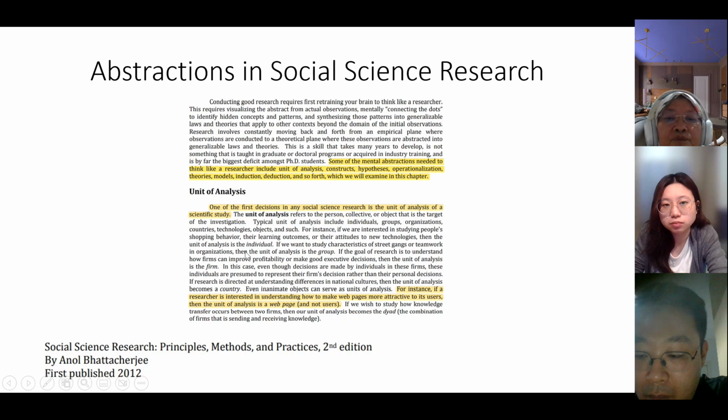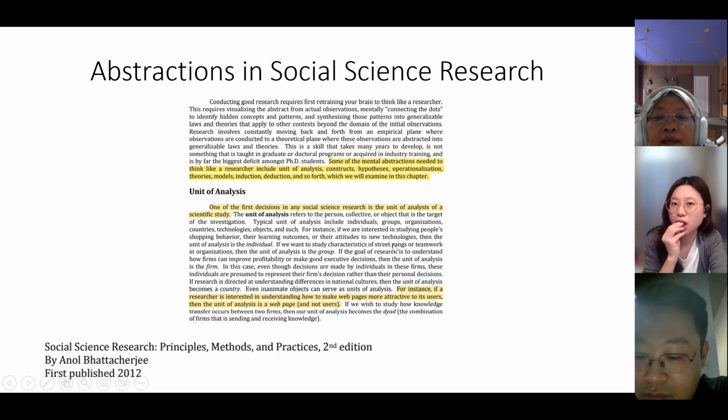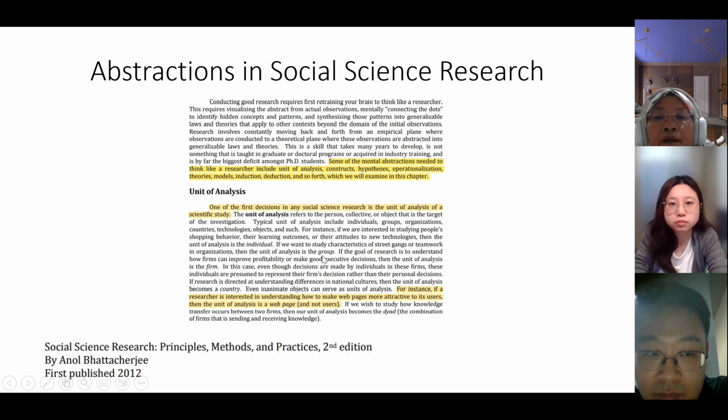So one of the ways is to do a survey. You survey each and every one of the people in your population, and you ask them questions to get at what they do, what they think, how they feel. Okay, if we want to study characteristics of street gangs or teamwork in organizations, then the unit of analysis is the group. So you want to look at how they act as a group.